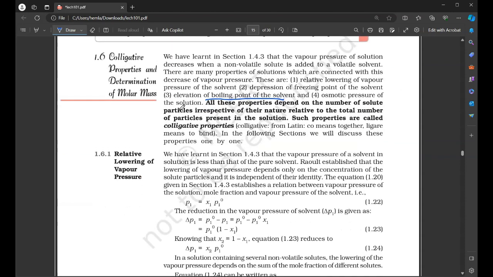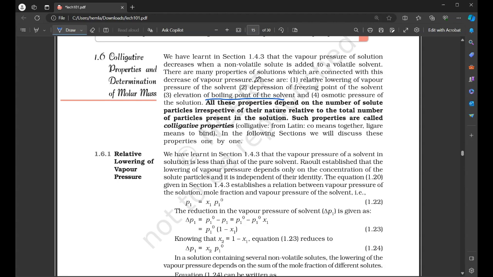Now we have colligative properties and determination of molar mass. There is a reason why colligative properties came into the picture. In section 1.4.3, we learned that the vapor pressure of a solution decreases when a non-volatile solute is added to a volatile solvent. There are many properties of solution which are connected with this decrease of vapor pressure.